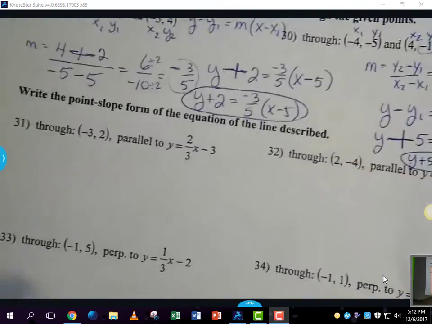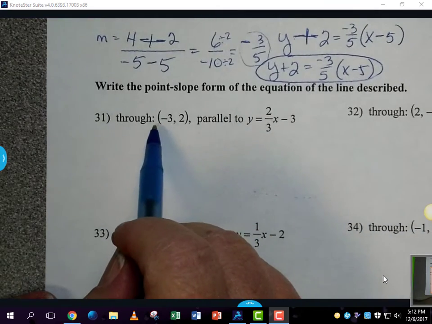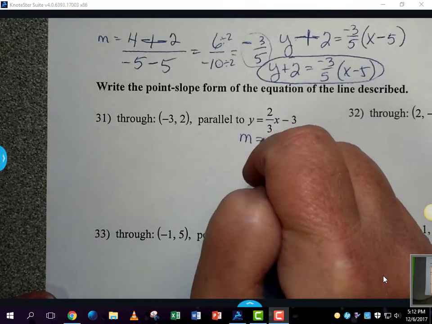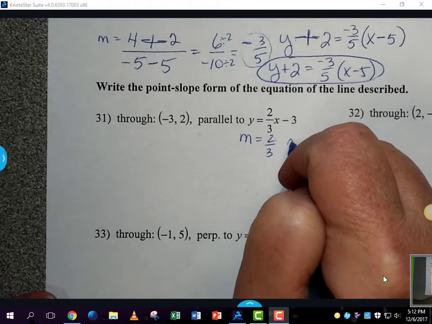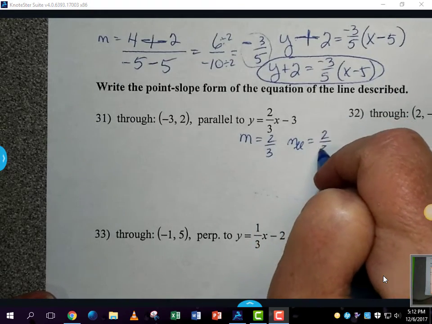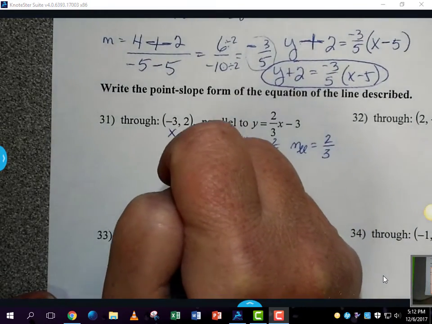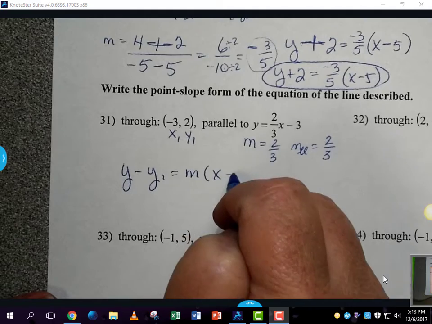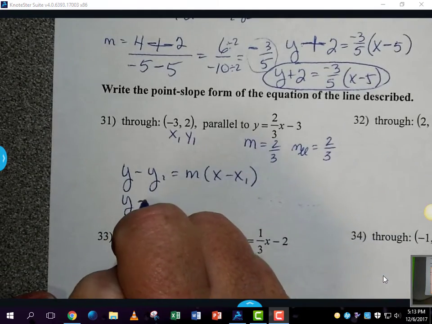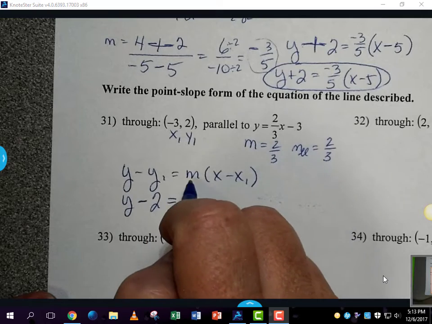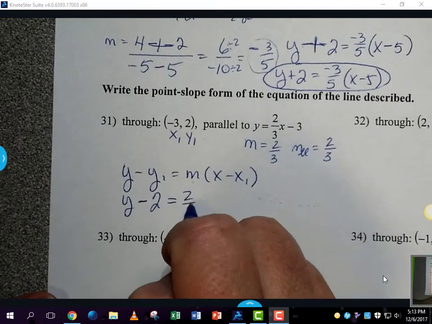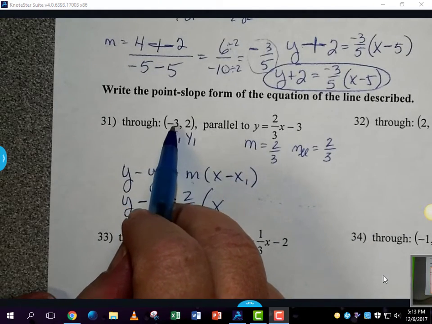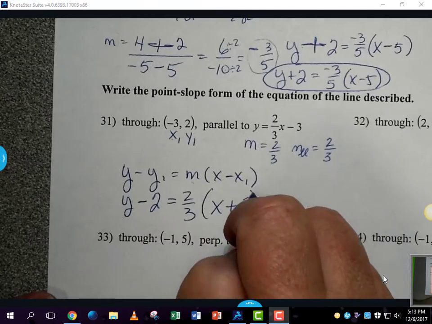Okay, and continuing the point slope form, now it is going to go through this point but be parallel to this line. So the slope of this line is 2/3. The slope that is parallel to this line is also 2/3. And I'm going to call this x1, y1. So I'm going to have y minus y1 equals m times the quantity x minus x1. I'm going to have y minus y1 is 2 equals m, we just said that that's going to be 2/3, times the quantity x minus x1. So when I subtract this negative 3, that is going to be really adding 3.